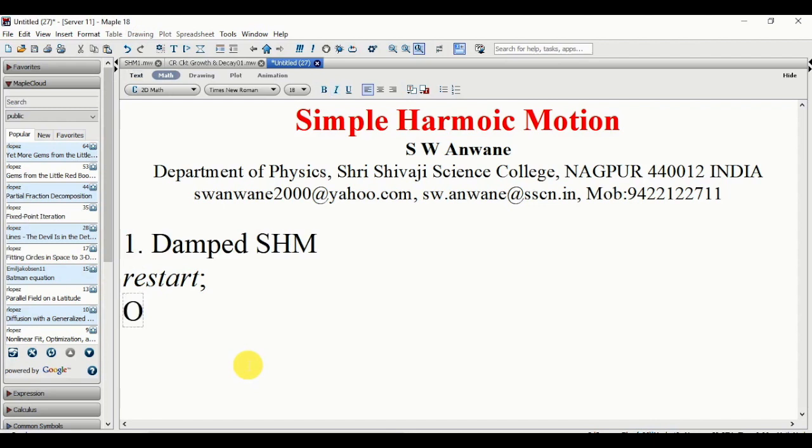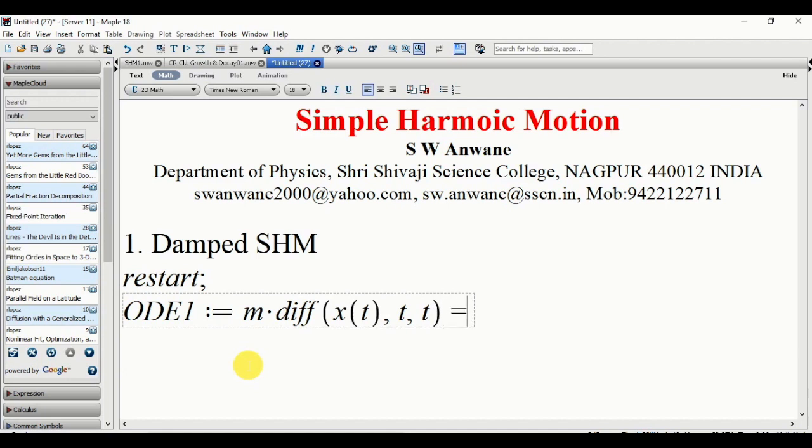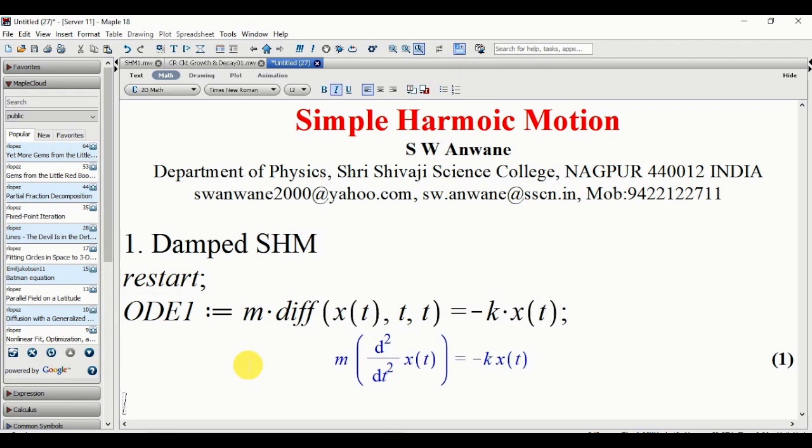Let me call ODE1 the differential equation, and the differential equation states as m into diff of x of t with respect to t. This I want as a second order derivative, so two times I have written t with a comma. That is equal to k, rather minus k into x of t. So here we have keyed in the differential equation.